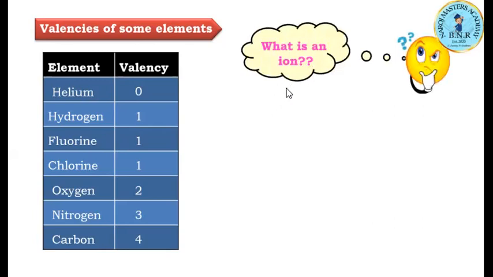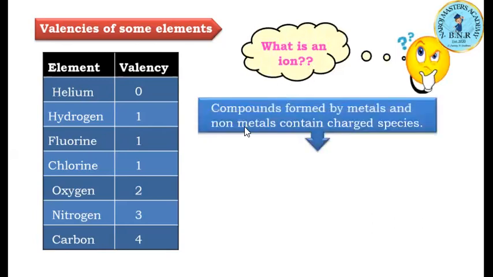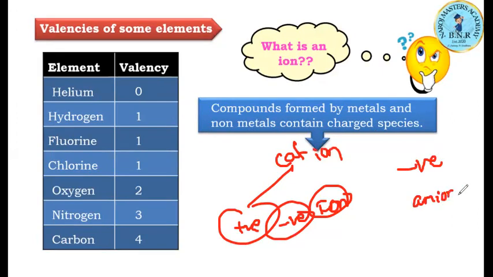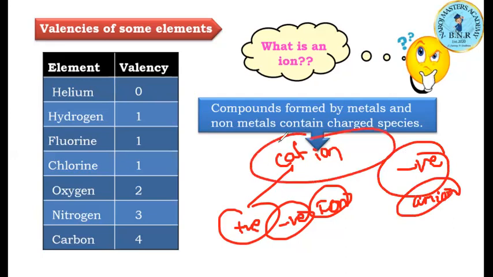What is an ion? You know already very well. A compound formed by a metal and a non-metal contains charged species. Is it known as ion? You can see here, charged particles, positive or negative charged particles are known as ion. If positive, it means cation. If negative, it means anion. Very, very important.